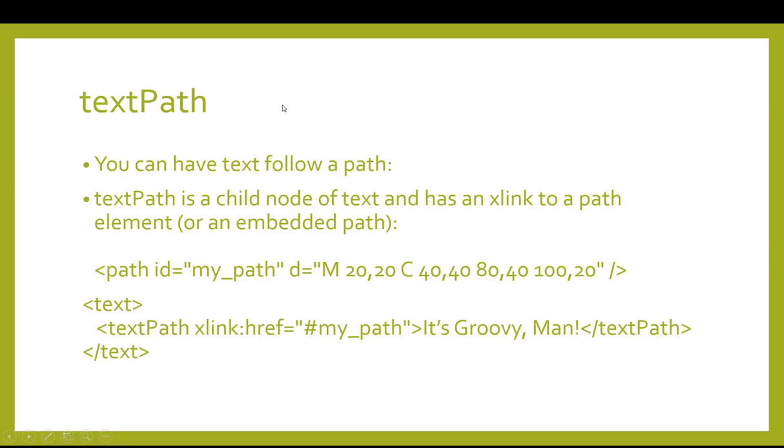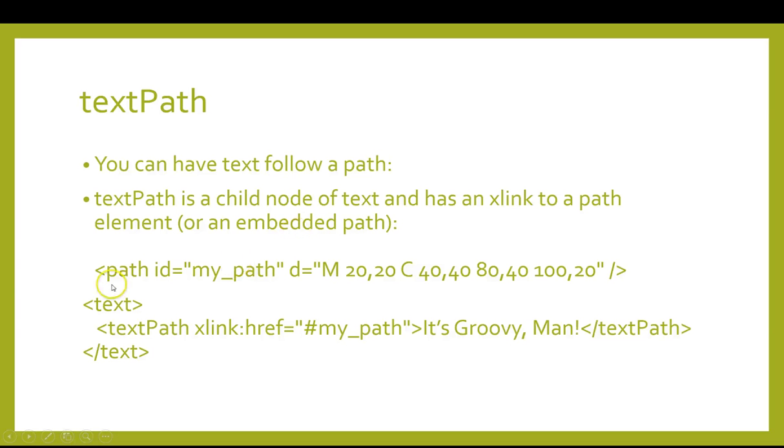We can have text follow a path, which is really cool. So you can get text that goes in a circle along a curve. It's easy to make text vertical, horizontal, etc. And this is going to be a child node of the text, and use the xlink syntax to link to a path element. I think you can embed a path too. I haven't seen an example of that, but I'm pretty sure you could do that too.